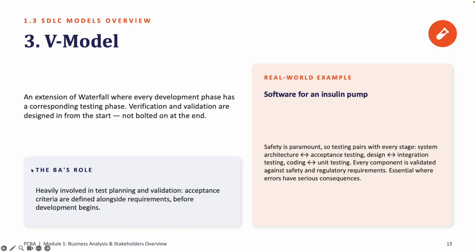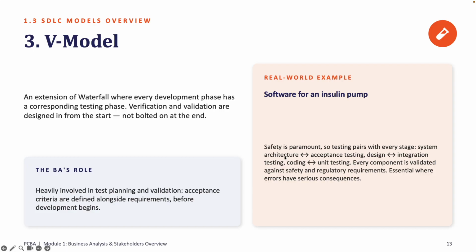If it does, that's okay. If it does not, you go back to building the system again and do some minor corrections, which prevents the system from doing that. For example, we have an insulin pump, whereby safety is paramount. That's the key thing. So testing pairs with every stage.